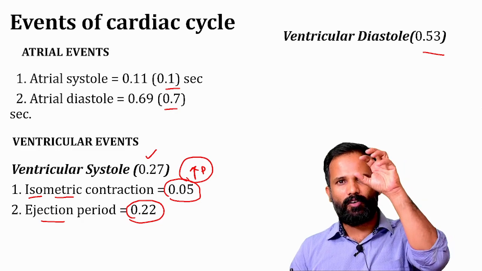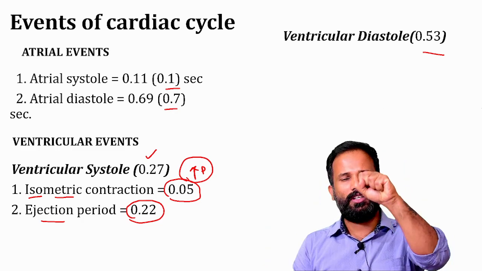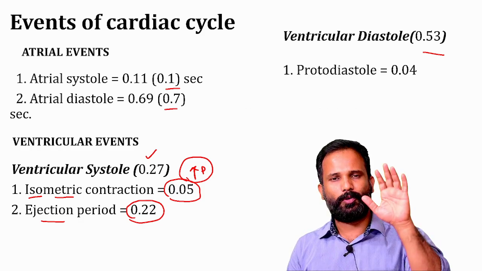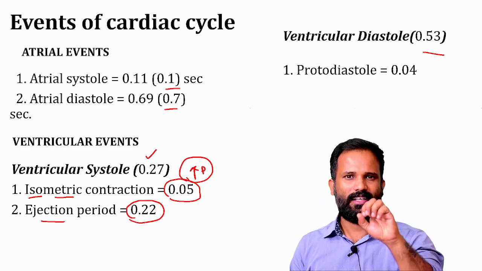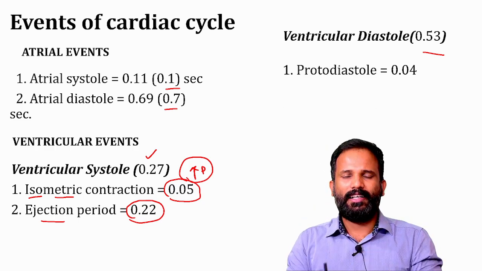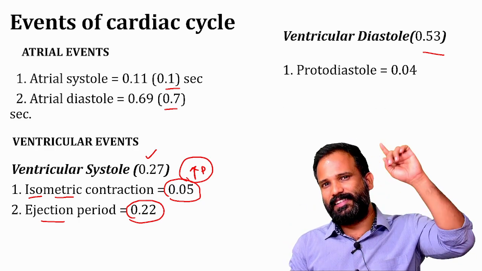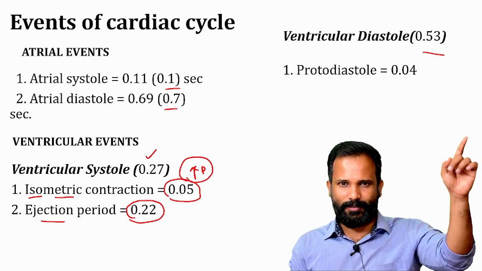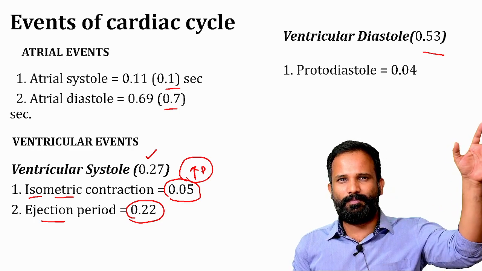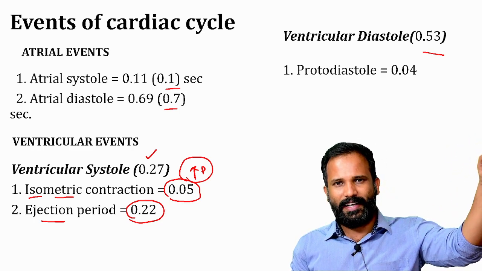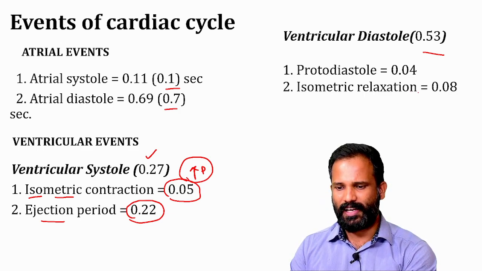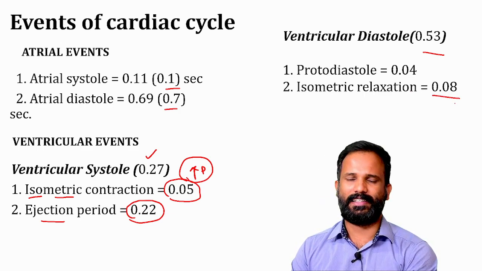Okay, now the ventricle contracted and ejected the blood out. Now it has to come back to its original shape. That is called protodiastole, 0.04 seconds. Then after coming back, it has to relax so that its pressure is less than the atria. So the ventricle has to lower its pressure so that blood flows from the atria to the ventricle. That is called isometric relaxation, 0.08 seconds.